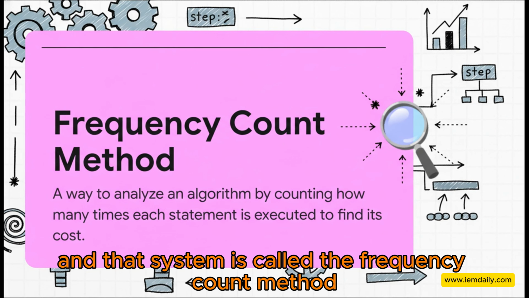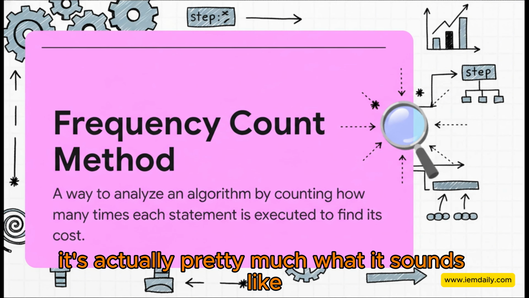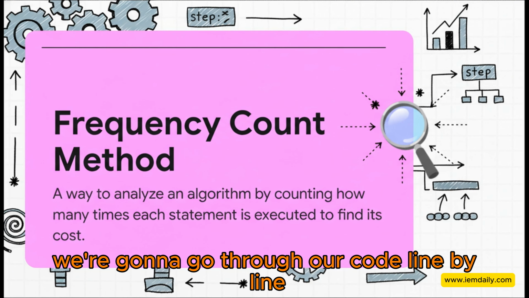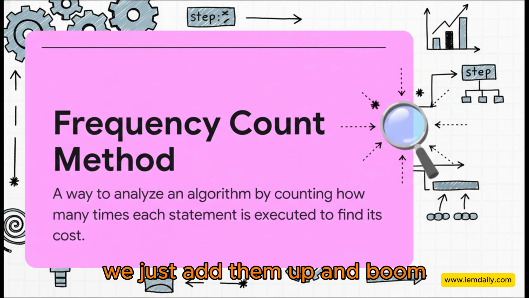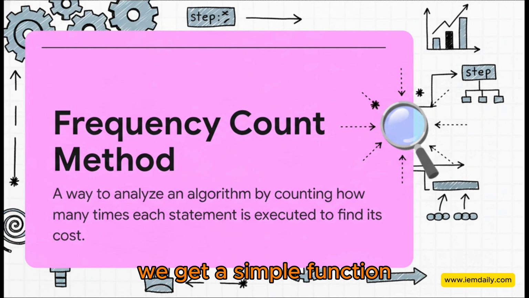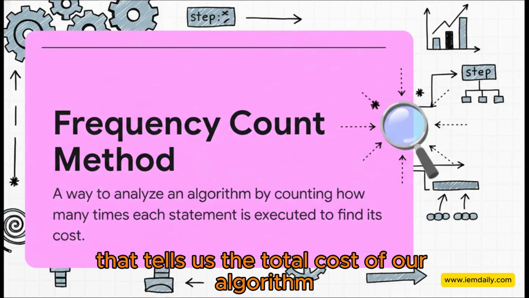And that system is called the frequency count method. It's actually pretty much what it sounds like. We're going to go through our code line by line and literally count how many times each statement gets executed. Once we have all those counts, we just add them up and boom, we get a simple function that tells us the total cost of our algorithm.